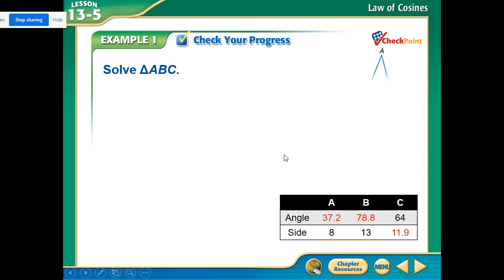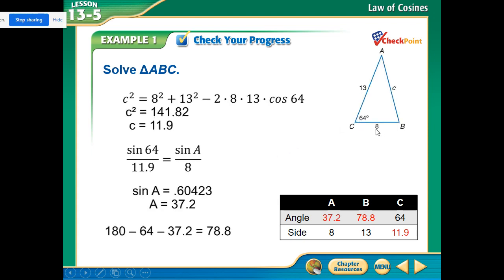So let's do this again. Here we have 13 and 8, so it's 8 squared plus 13 squared minus 2 times 8 times 13 times cosine of the angle, which is 64. That gives me 141, take the square root of it, and I get 11.9. So now I have that 64 with the 11.9, and notice in the black, that's what I had originally, there's no pair. That's why I had to use the law of cosines.